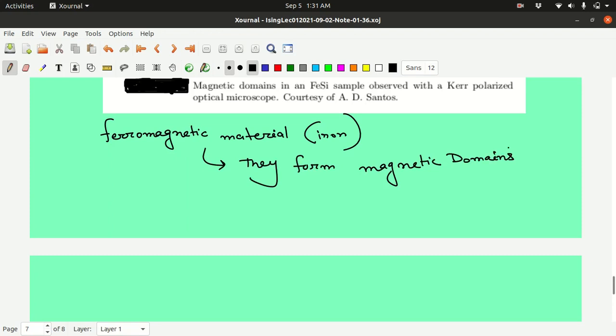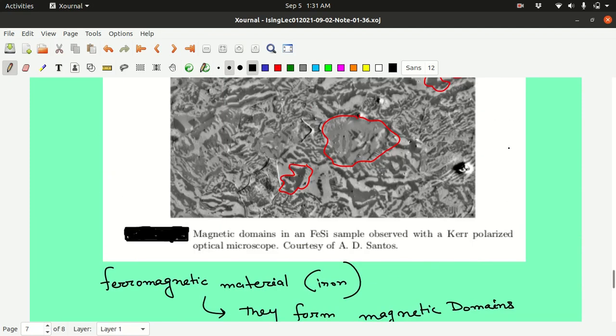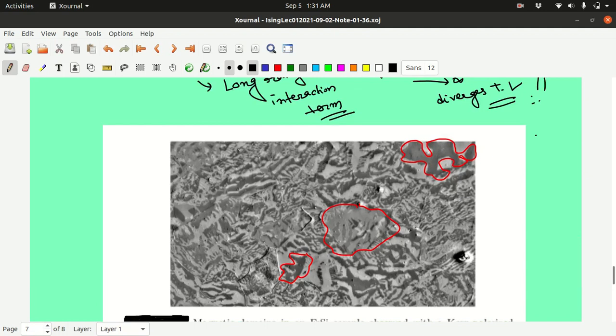And by the word magnetic domain, I mean that in a magnetic domain, all of the spins in a certain region of the material are aligned, and these materials have a large number of domains that are oriented in different directions. As you can see here, there are a large number of domains. I have only pointed out some of them. So they have a large number of domains aligned in different directions.